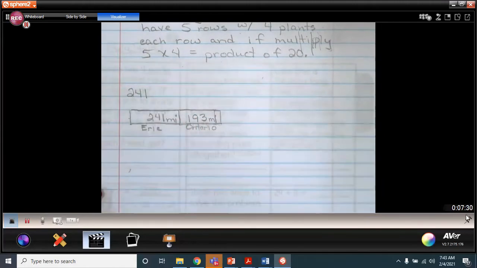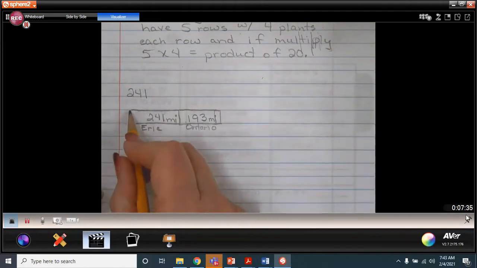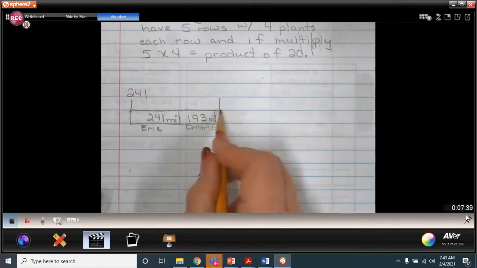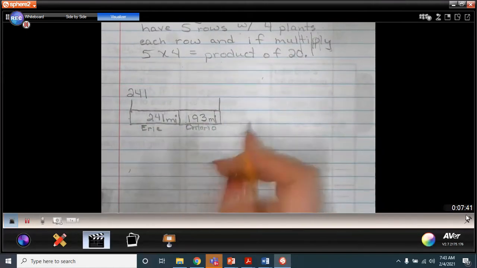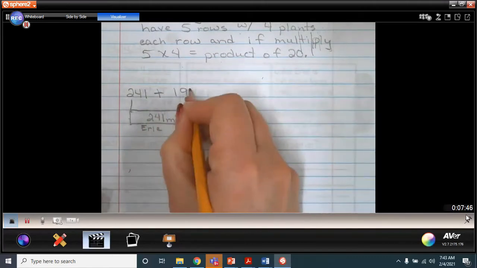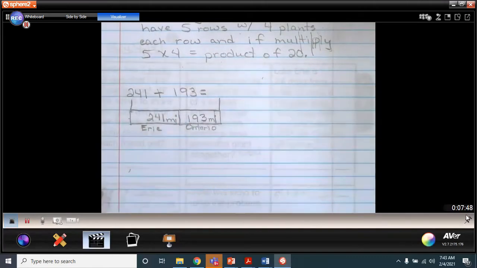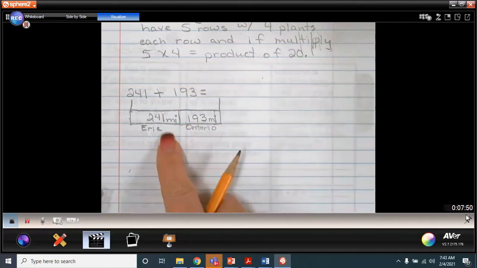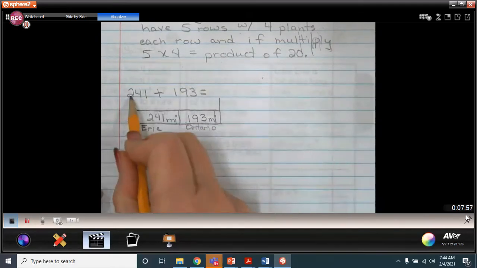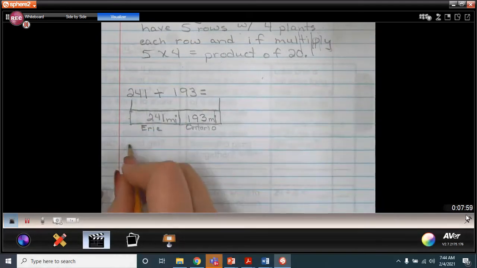So giving myself a visual is very important. Now I want to know the distance of them all together. From here all the way to here, all together. So I'm going to add these together. So if I take 241 and 193 and add them together, 200 plus 100 is 300, and I'm just going to write that down here.